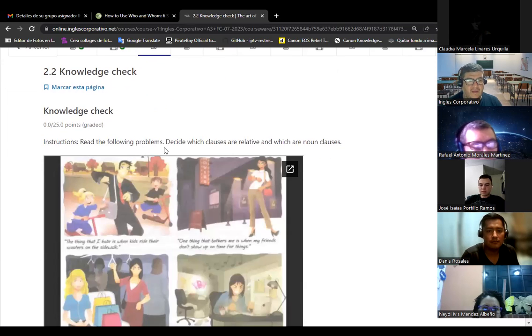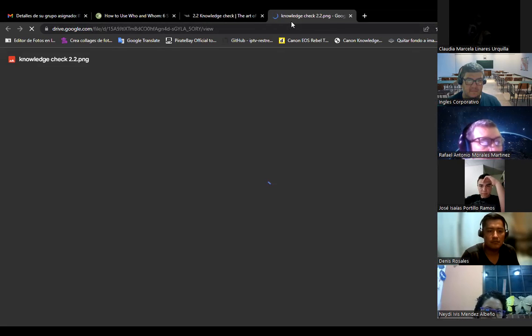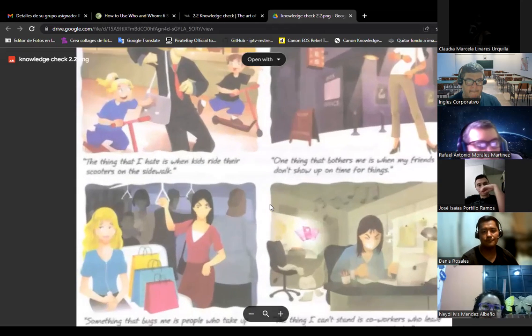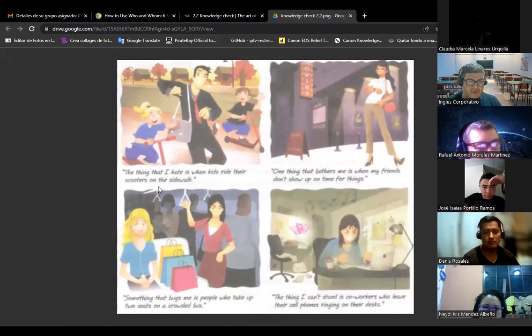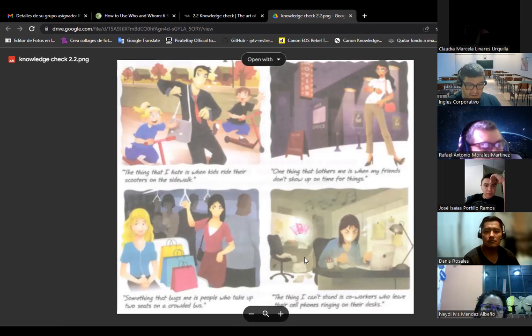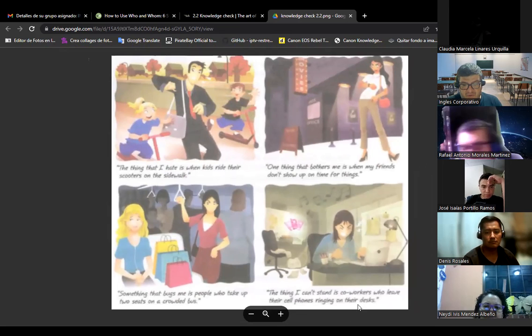Instructions, read the following problems. Decide which clauses are relative and which are non-clauses. Okay, the thing that I hate is when kids ride their scooters on the sidewalk. Number two, one thing that bothers me is when my friends don't show up on time for things. Some things that bug me is people who take up two seats on a crowded bus. And the thing I can't stand is coworkers who leave their cell phones ringing on the desk.